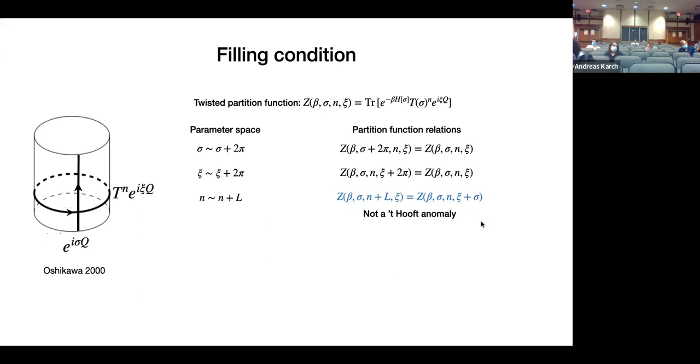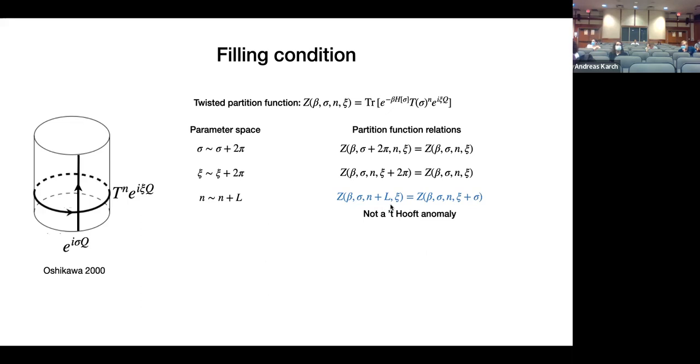And the last relation is the reason that we get this filling constraint. It follows from T^L equals e^{iσQ}. Naively we would think of translation as a Z_L group, so n and n plus L should be the same, but it's really not in this case because of the twist. When we shift n by L, we have to shift θ by σ. So it's not a simple function on this parameter space.